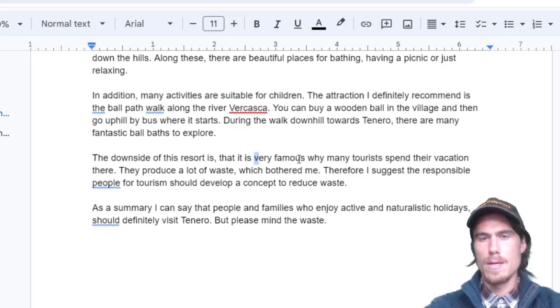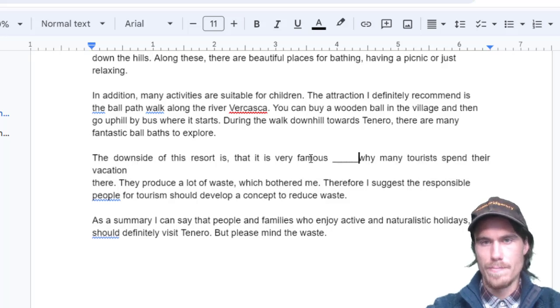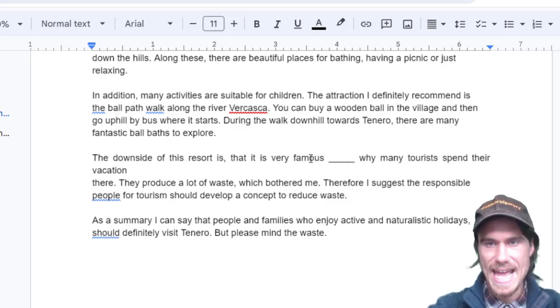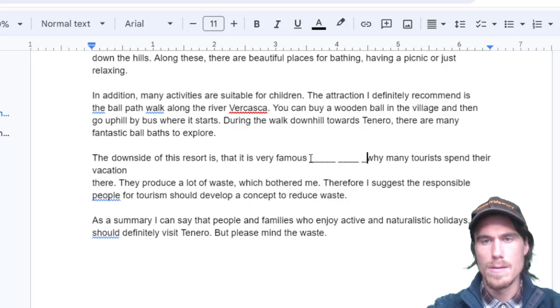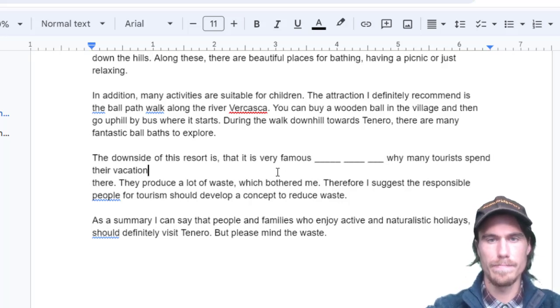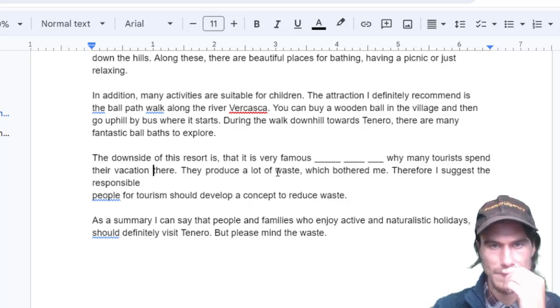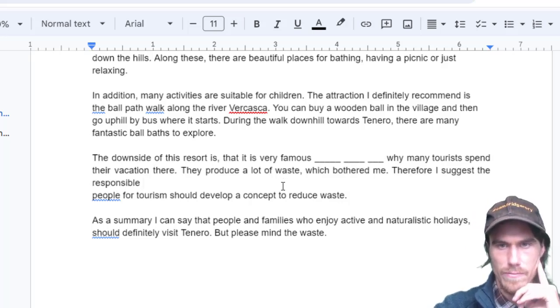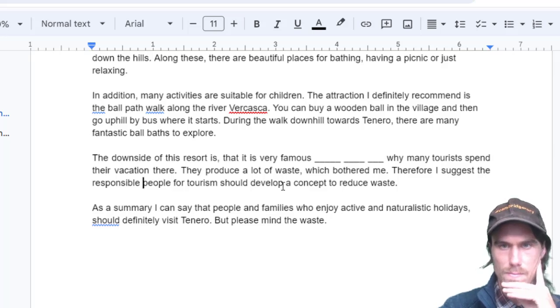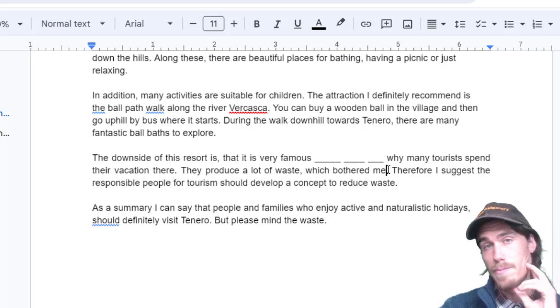Okay, we need to put some words here, like, and that is why many tourists spend their vacation there. Okay. They produce a lot of waste, which bothered me. Okay. Yeah, it would bother me too, personally.